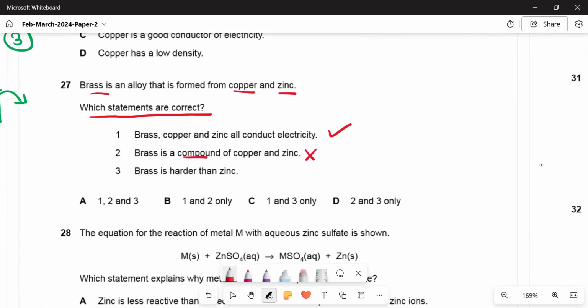No, because brass is a mixture. Brass is harder than zinc. Yes, because we make alloys to give strength to the metals. To make metals stronger, we make alloys. So the answer is 1 and 3.